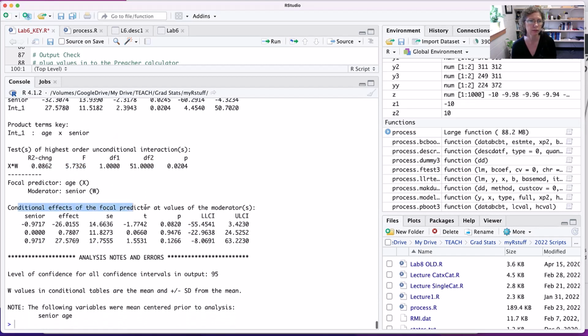And then the conditional effects of the focal predictor at values of the moderator. So our focal predictor in this we set as age. That means that seniority at 1 standard deviation below the mean, at the mean, and at 1 standard deviation above the mean. All of our information is right there, including the regression coefficient for the simple slope, the t-test, and the significance for each one of those simple slopes.